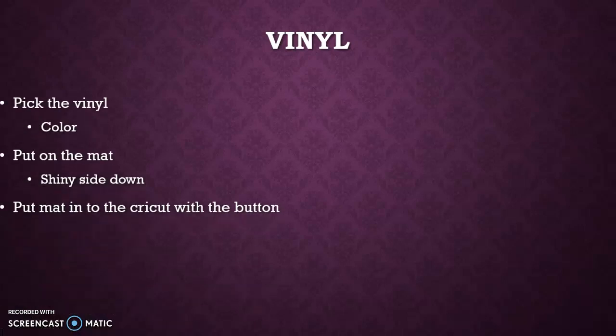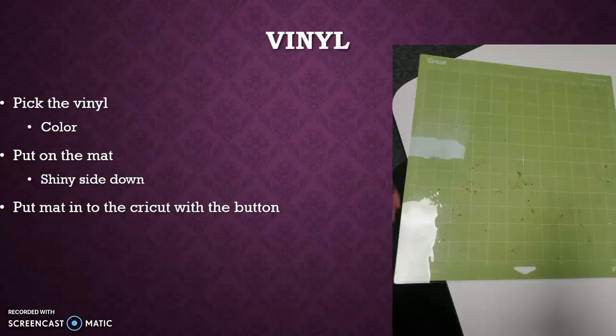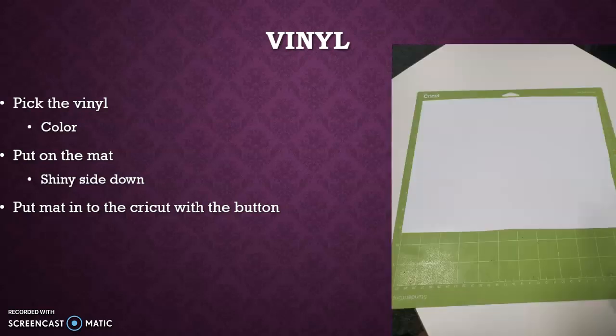Vinyl. Pick the color. I chose white for my project. In this, you can hardly see, but you can see it better in person. This is shiny and this is not. You want to put the shiny side down on the mat. This is a picture of the mat. And I cut it so I'm not wasting any vinyl, so I did not go the whole 12 by 12.